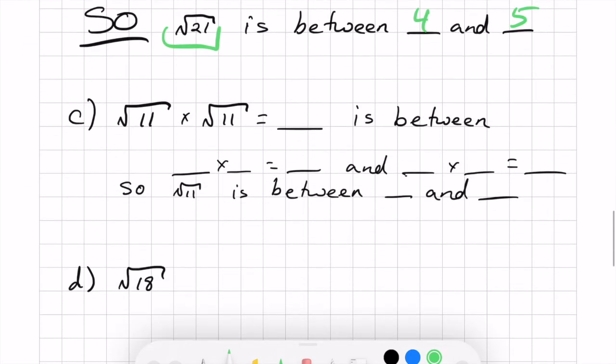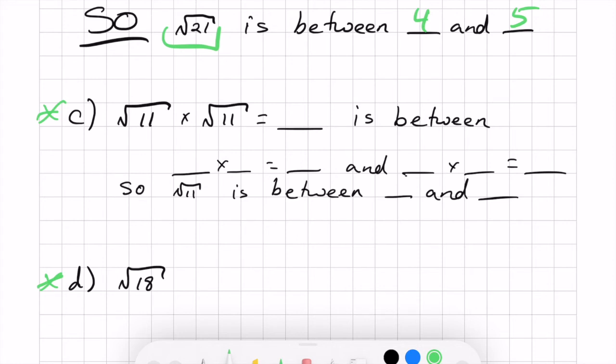All right, now I want you to try C and D on your own. And notice that for D, I didn't even write out the rest of this stuff, but I want you to do that. So right now, again, pause the video, and I want you to work this out on a scratch piece of paper.